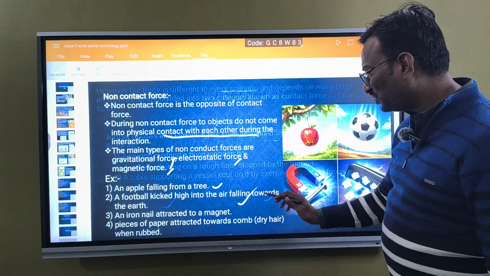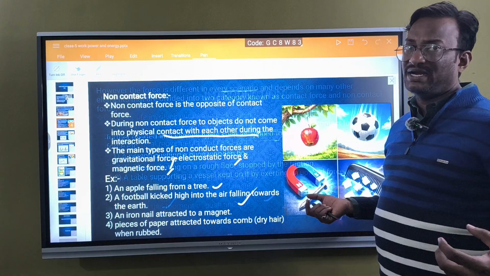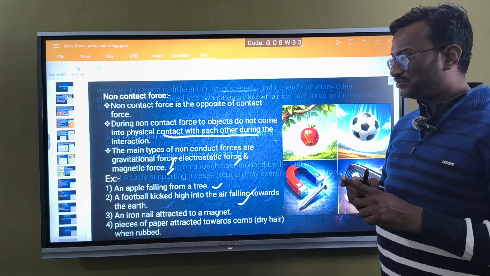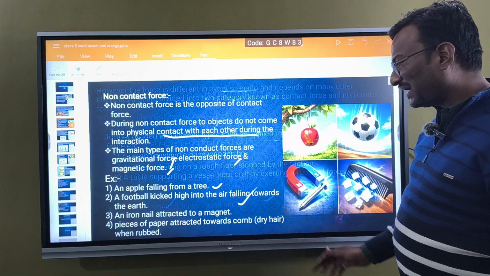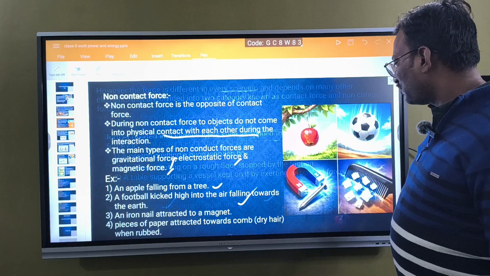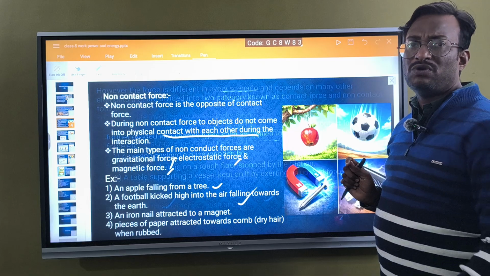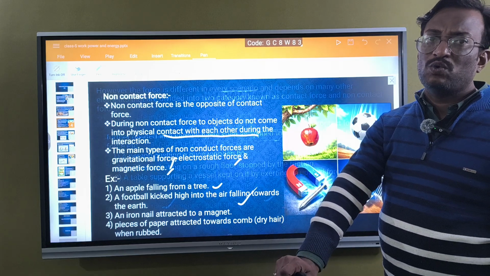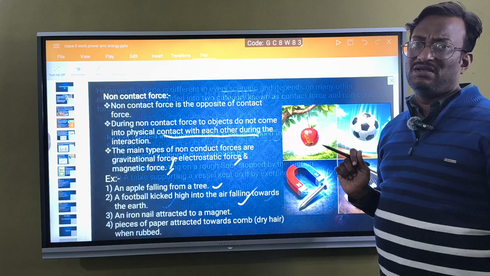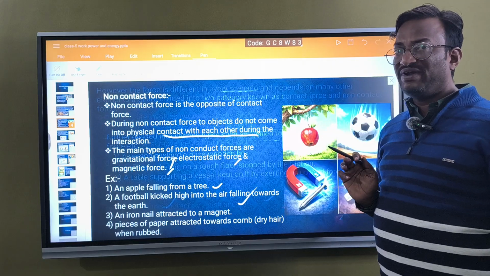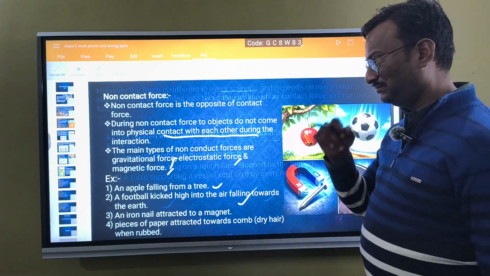An iron nail attracted towards the magnet. When we keep an iron nail near the magnet, it will be attracted, though they both are not in contact. So that is non-contact force. Another example: a piece of paper attracted towards the comb. When we comb dry hair and place small pieces of paper on the floor, and you keep the comb, which is already rubbed with your hair, near them, it should be dry hair. It should not be wet or oily hair, right? So that it will be attracted.